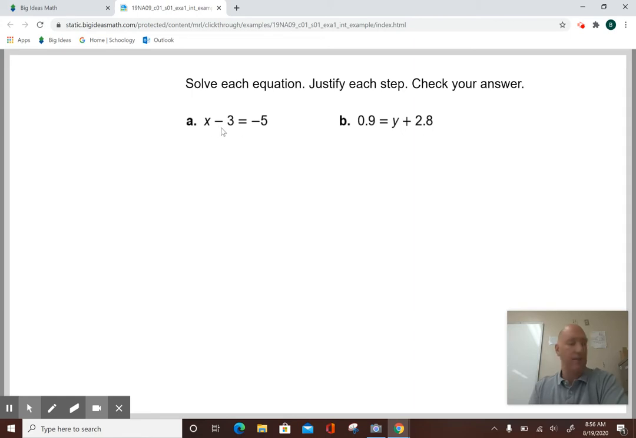So you can see this is actually your example A in your book. So we have x minus 3 equals negative 5. The whole way to work through this, and actually I'm going to work through this by hand first, and then go back and do the book example. I want you to see it twice. I want you to see how I think through things and how we will be explaining things.